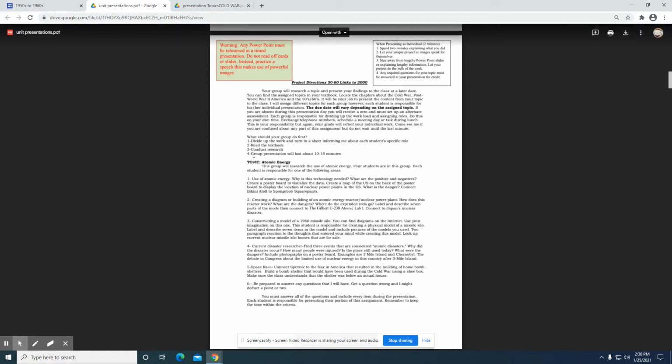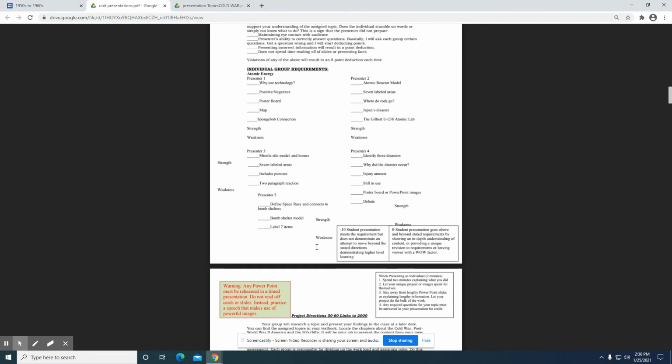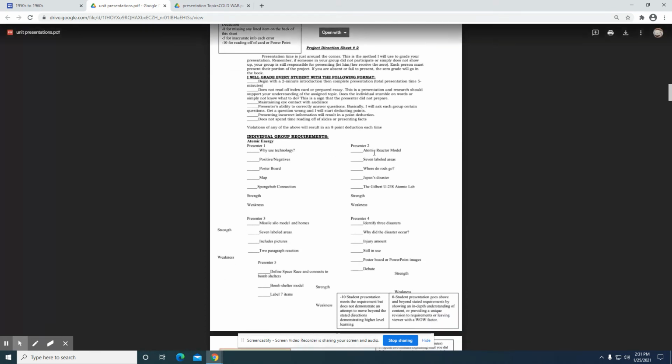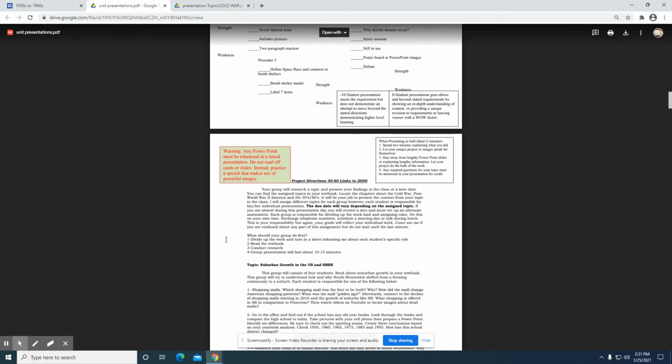For atomic energy, it looks like 6 people. No, we have 5. Be prepared to answer any question that I have. Get a question wrong, and I might deduct a point or two. So we have 5 presenters for atomic energy, and here are the individual requirements. I'll be looking at your strengths and your weaknesses.